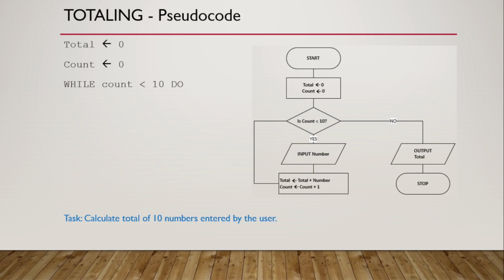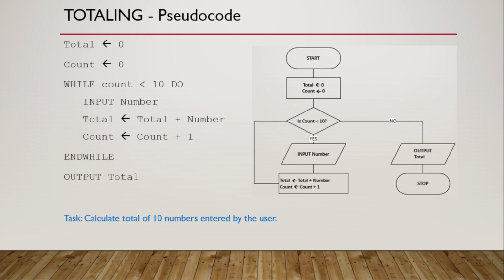So while this condition is in force, we get a number from the user and add that number to the total variable. That's the value stored in the total variable, and update the total variable. Then we add 1 to count and update our count by reassigning count plus 1 to count. And we end while. And finally, we display the output of total.